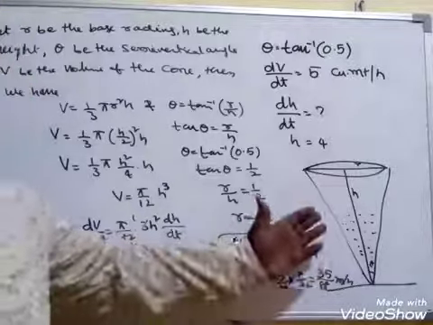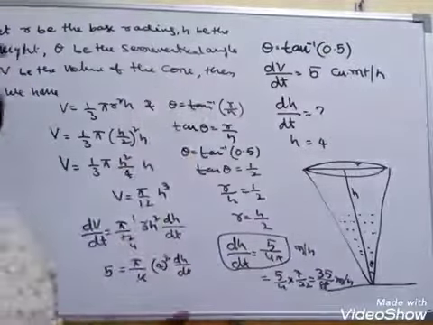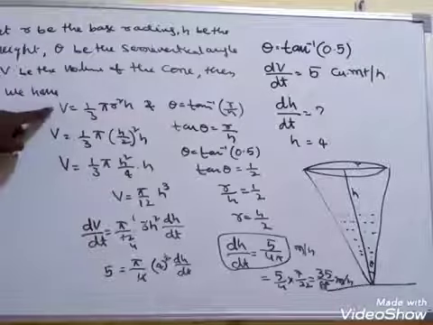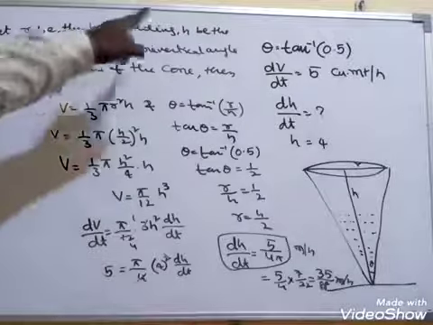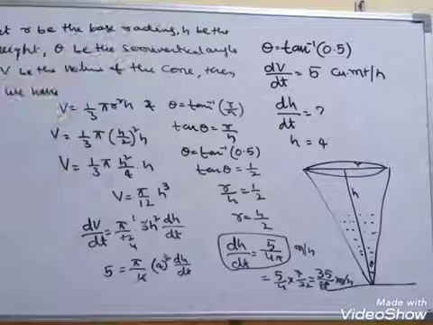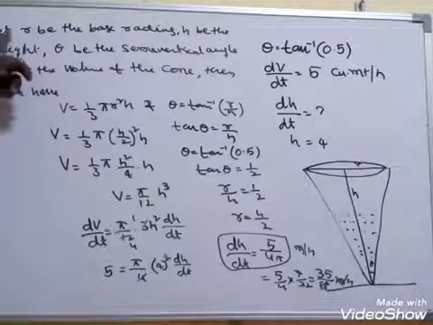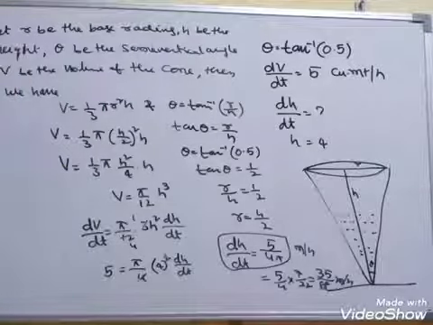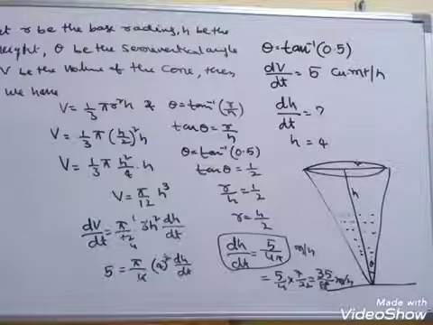Inverted cone means this one. And what is the compulsory basic sentence? So many people start the problem from here, but if you write this sentence, it gives a good impression. What is the sentence? Let R be the base radius, H be the height, theta be the semi-vertical angle, and V be the volume of the cone.